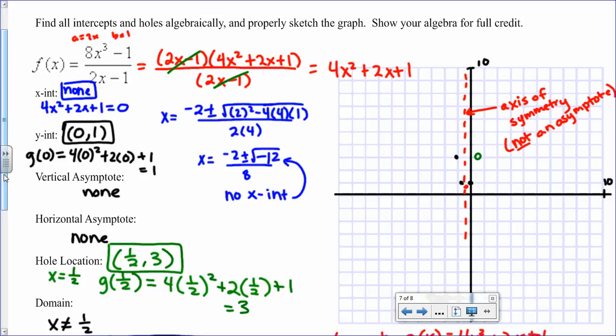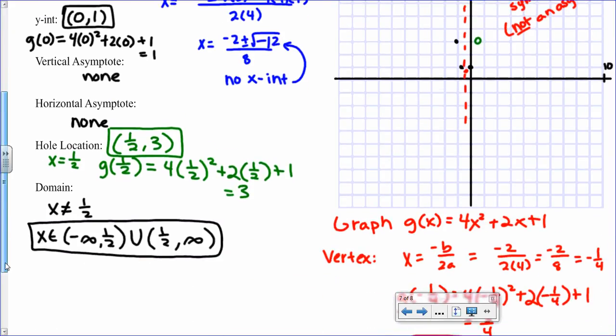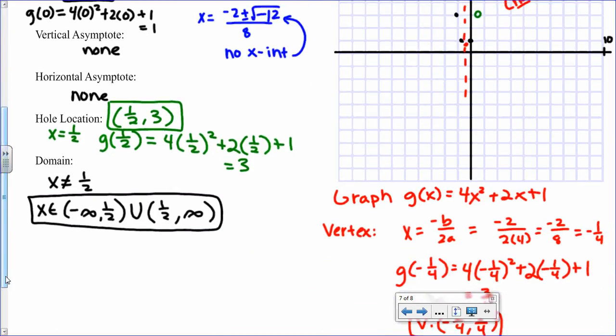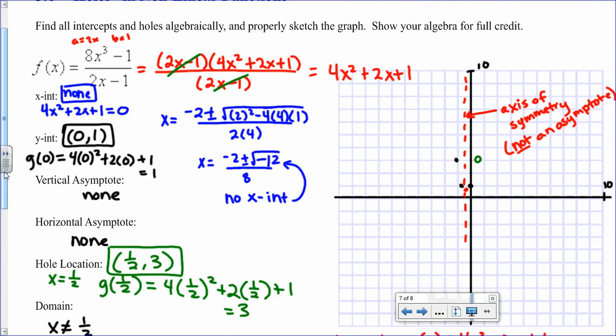You can plug in points though. If the axis of symmetry and the counting over with the fractions is too hard, just plug in points into your function to help you find points. Okay, now we can graph. I need to make sure that stays helpful. Alright, so what we talked about at the beginning was a parabola with a hole in it.